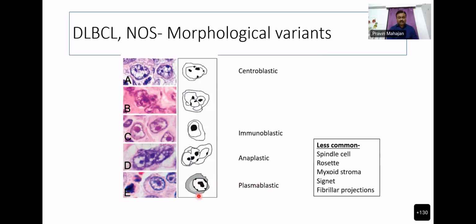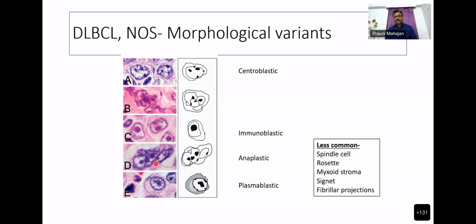In plasmablastic morphology, you again have a single large nucleus with a single large nucleolus, but you tend to see a paranuclear hof, and the nucleus is pushed a little to the side, so it gives you a plasmacytoid appearance. Now, you can have anaplastic cells, which are multinucleated cells, and we call them the anaplastic variant. The nuclei can resemble centroblastic cells, or the multinucleated cells can have nuclei with an immunoblastic morphology.